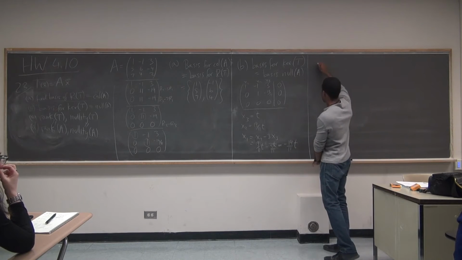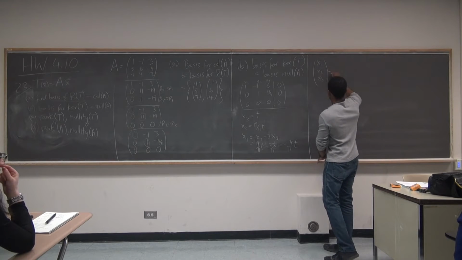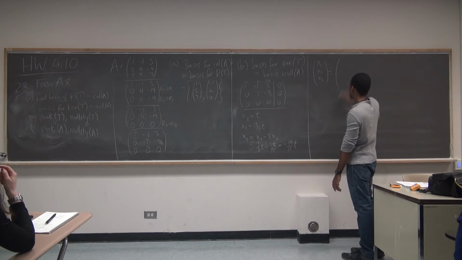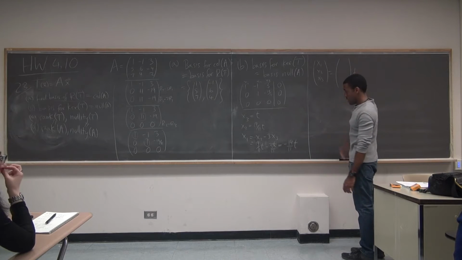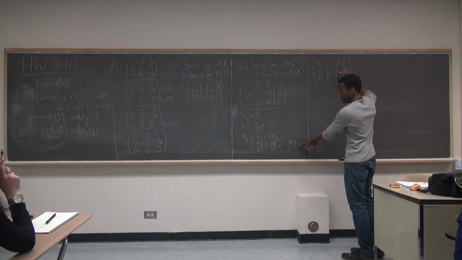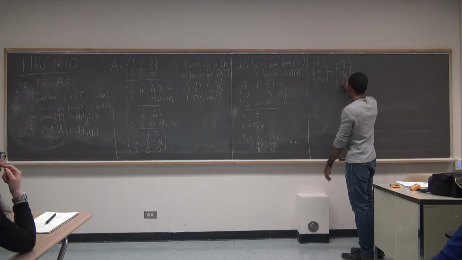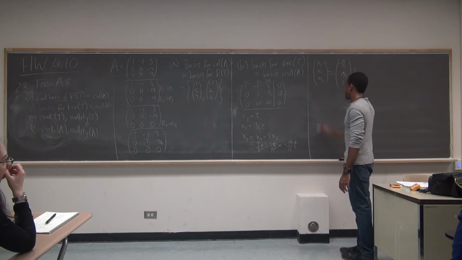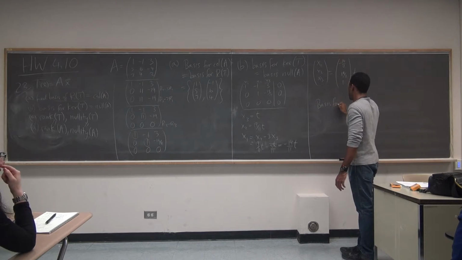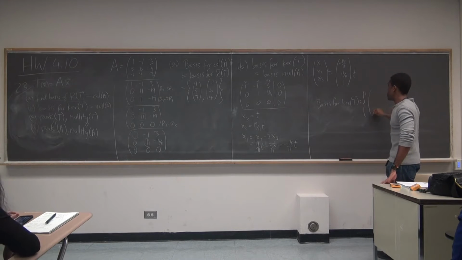Yeah, so now x1, x2, x3 would be basically t times minus 14 over 11, 19 over 11, 1. And so now, the basis for the kernel is just the set containing that one vector.